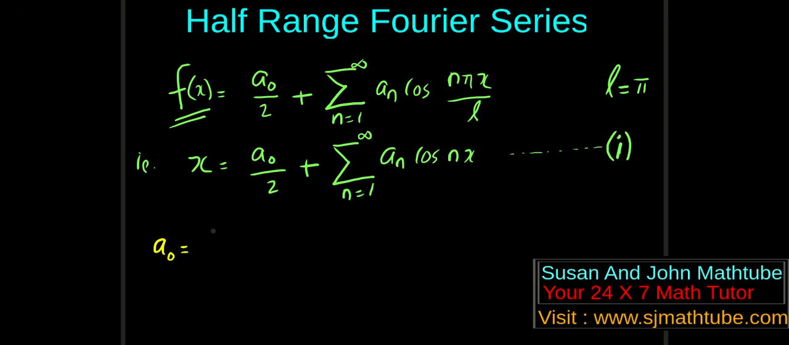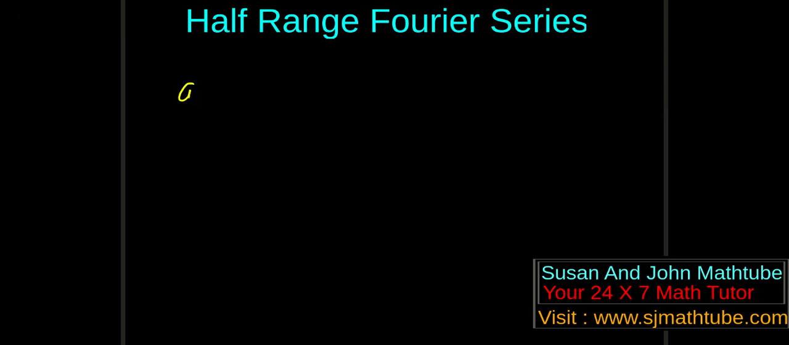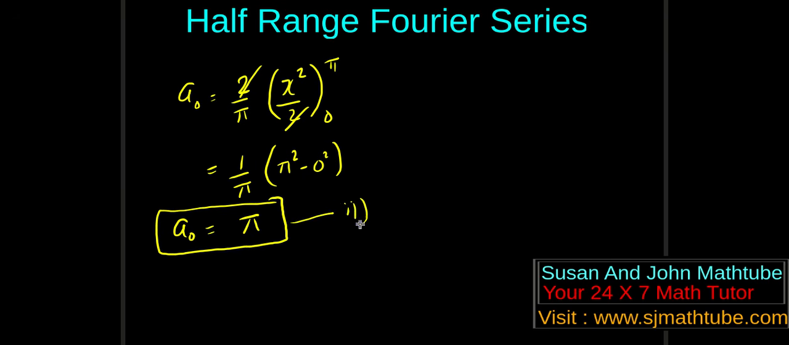A naught is given by 2 by L. 2 by L means it is 2 by pi, and integral 0 to L f of x dx. But f of x is x, so I reduced all the steps. So A naught equal to 2 by L, but L is equal to pi. So it's 2 by pi integral 0 to pi x dx. And I'm sure you know how to integrate. A naught equal to 2 by pi and then x square by 2 within the limits 0 to pi. So this 2 and 2 will get cancelled. So I get 1 by pi and put upper limit minus lower limit. And that is going to give me pi. So note it, A naught equal to pi. So as usual, let's put it in a box and call it equation number 2.